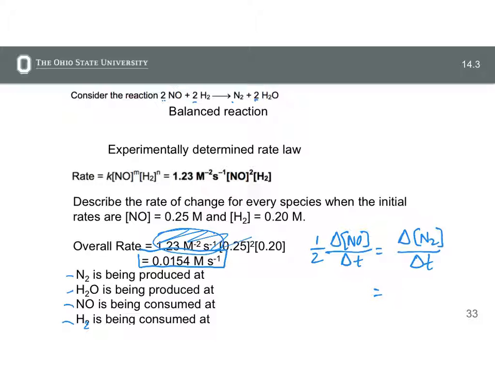Sorry, I had a moment. Let's say that our rate is equal to the change in N2 over the change in time, because that's the one with the stoichiometric coefficient of 1. Hang on. I'm confusing myself here for a sec. Just give me 1 second. Yeah. Okay.